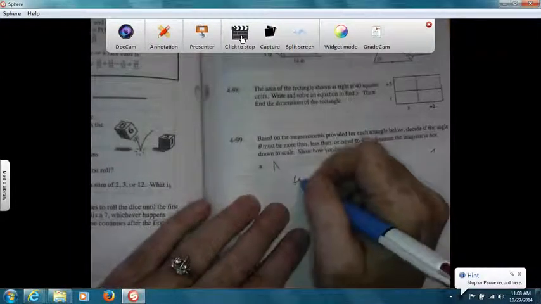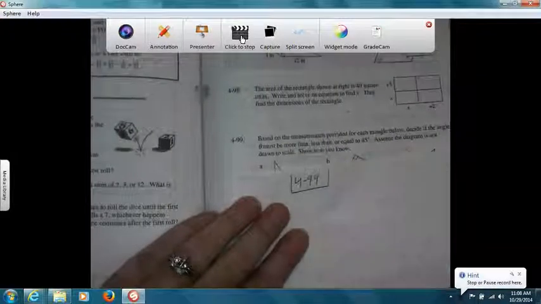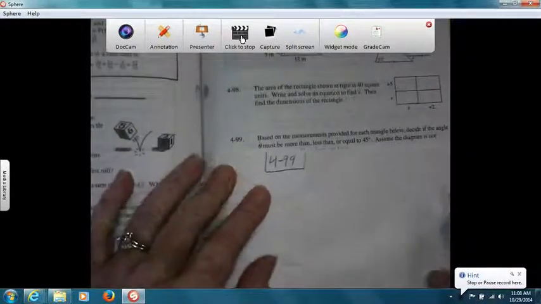This is 4-99, and it says, do you want to read it out loud, Logan? Sure.